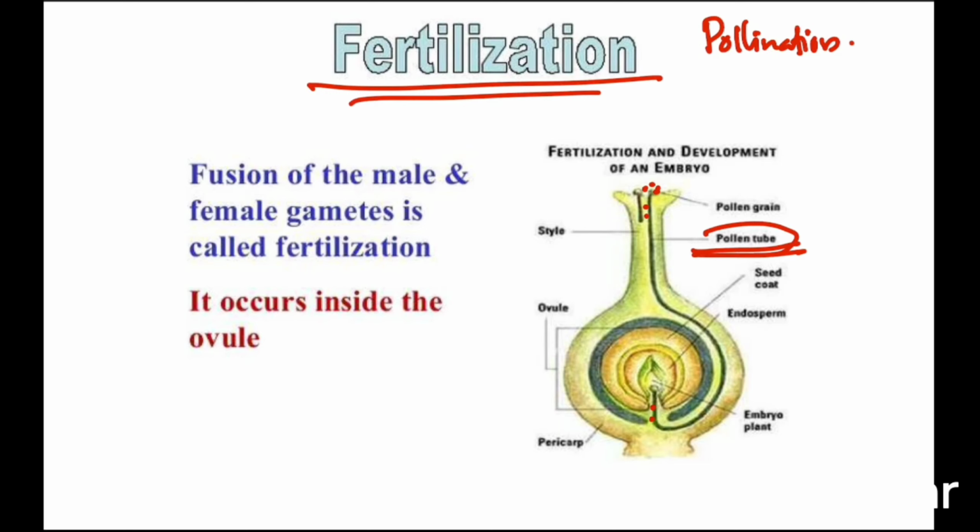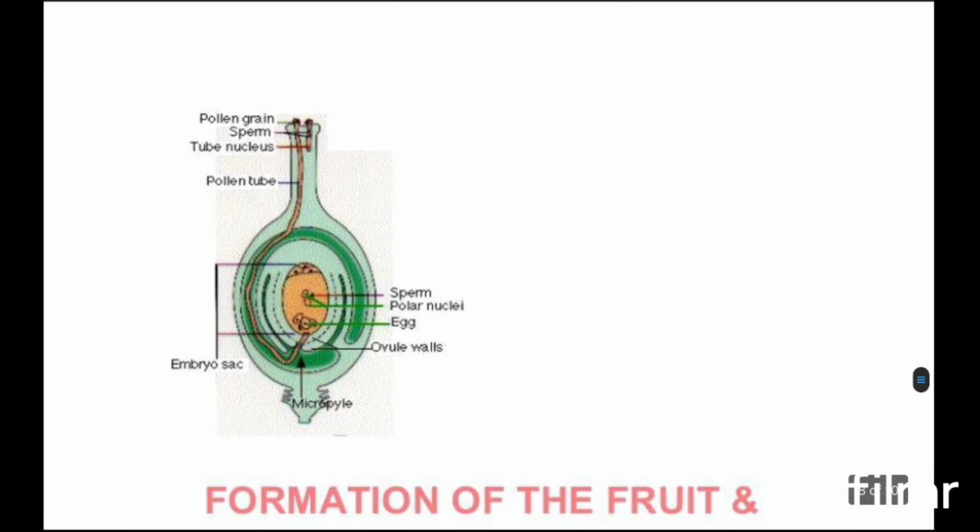Now this egg and this male gamete will fuse together and they will form the zygote. So fusion of male and female gamete, the process is called fertilization, right? So you can see that it is actually occurring inside the ovule. I hope it is clear, right? So here I have given the detailed structure so that you can easily understand. Pollen grain, you can see that the pollen tube is there. Through the pollen tube, the sperms will come and reach the ovule, right? So this is actually the ovule.